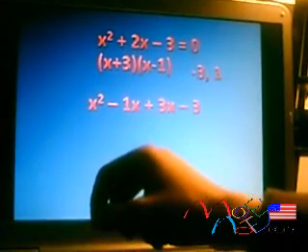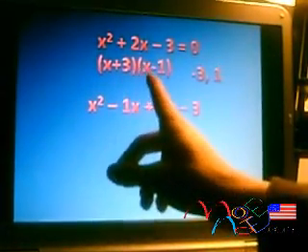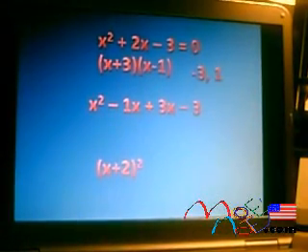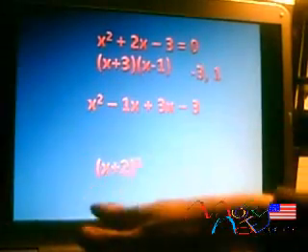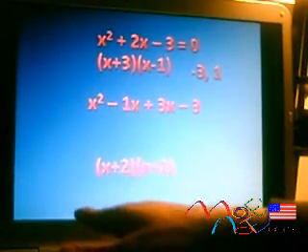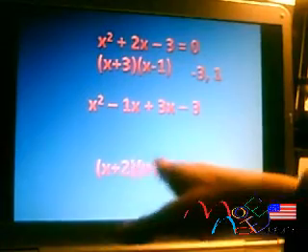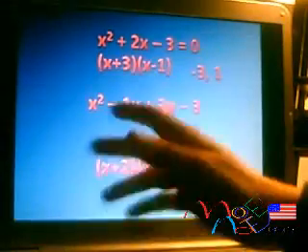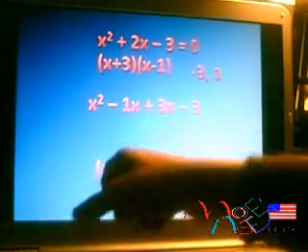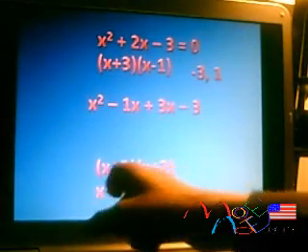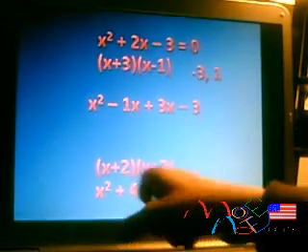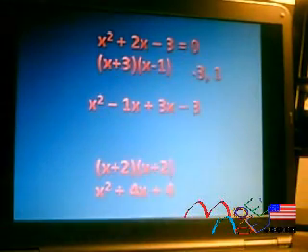Okay. Now a word about multiplying out. If you're doing something like this, what you're going to do is x plus 2 squared is the same as x plus 2 times x plus 2, just like 2 squared is the same as 2 times 2. Okay. So x times x is x squared. That's 2x. 2x is 4x. 2 times 2 is 4.